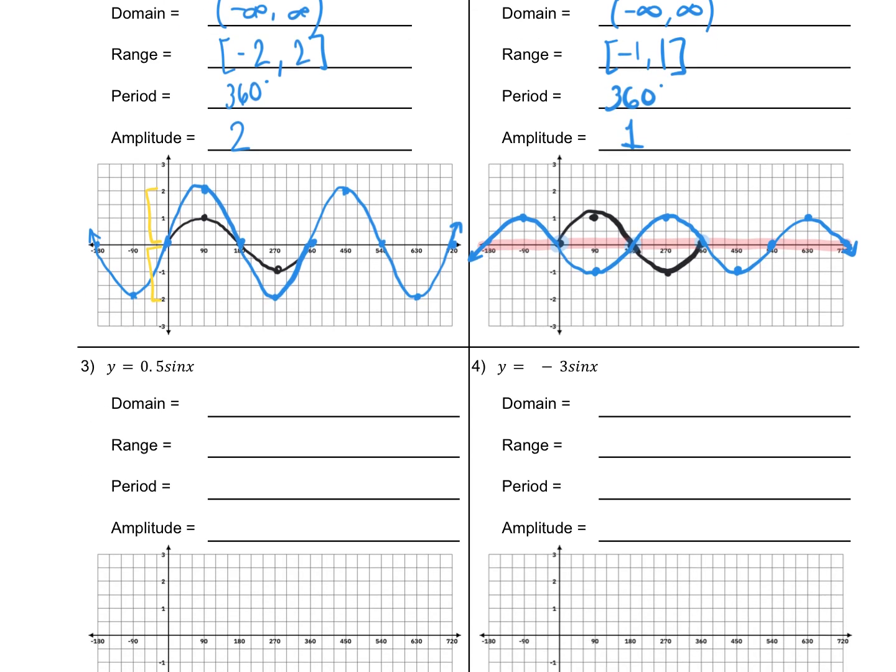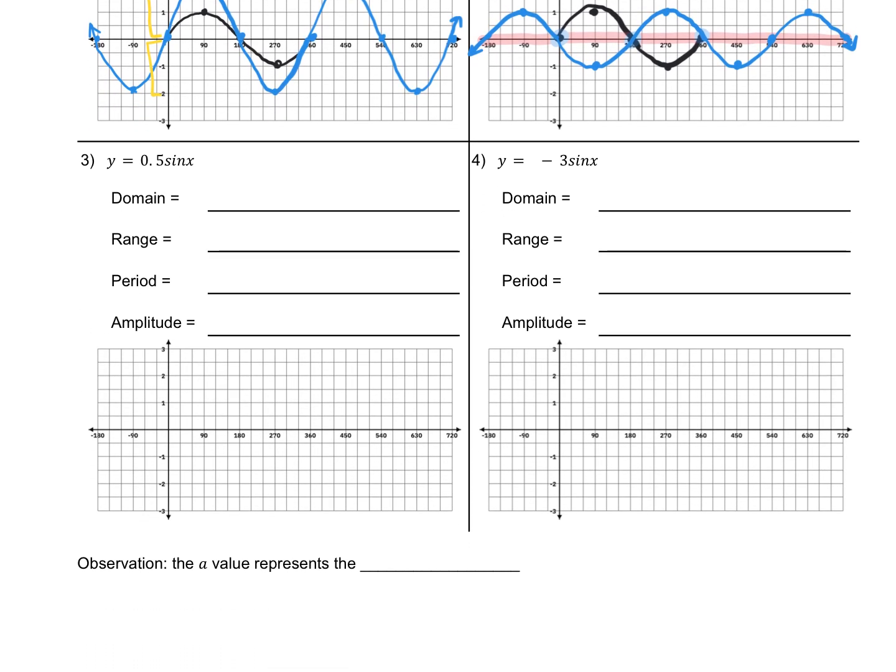Okay, let's try another. 0.5x. So looking at the 0.5, it's not negative, so there's no reflection, but 0.5 is a number less than 1, so it should be a compression. Logically, think about what happens when you multiply something by 0.5. You make it smaller, so you're compressing it. So we have a vertical compression by a factor of 0.5, or a half.